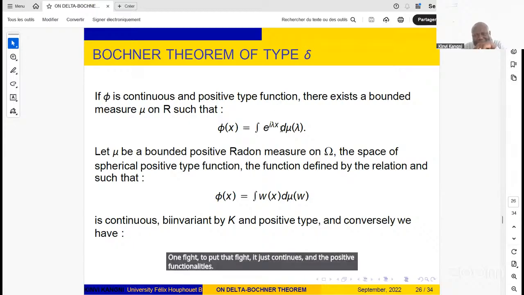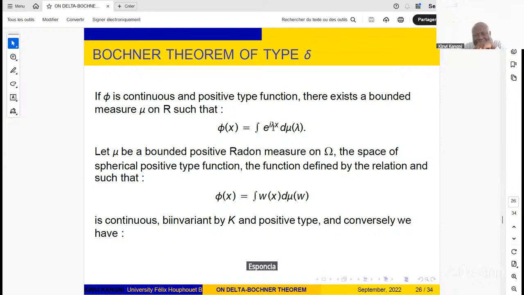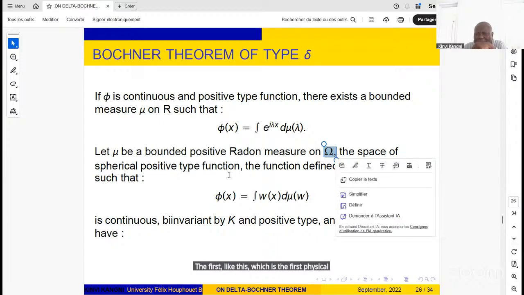Phi can be written like this. Exponential i lambda x is just a character, which is a finite-dimensional, one-dimensional representation. We can associate to this a representation. This one is just a direct disintegration of any representation into one-dimensional representations like this, which are characters. This is the case when G is R. But when G is not R, we compute the space, the phi like this, which is the space of spherical functions of type delta like this.